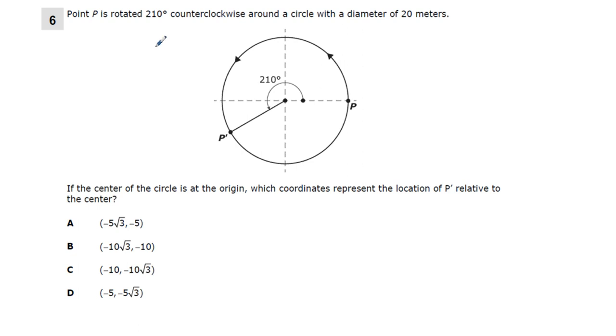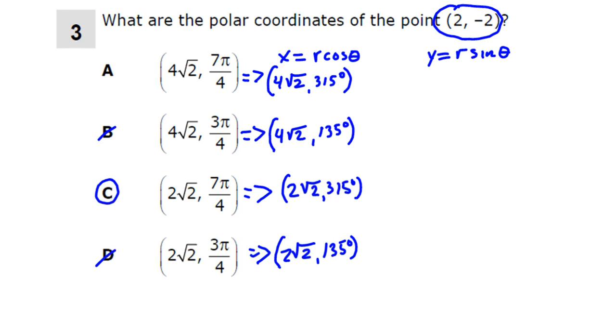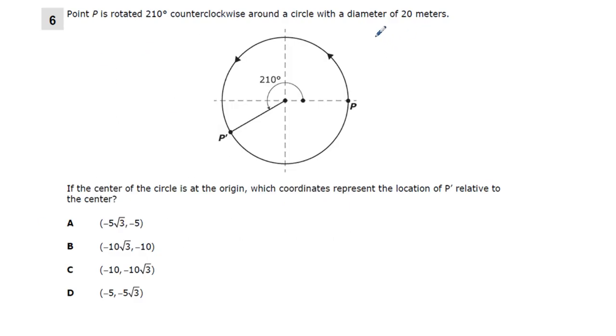6. Point P is rotated 210 degrees counterclockwise around a circle with diameter of 20 meters. Now this is just perfect. It's much easier than the one we did earlier, than 3. Much easier because x is equal to r cosine theta and y is equal to r sine theta.